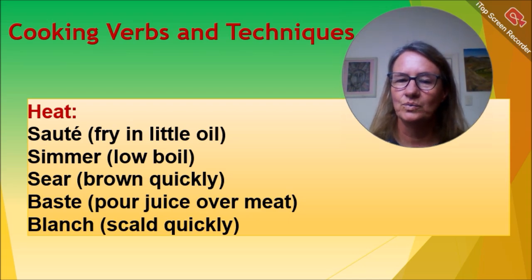Sear, again, we use this with meat when we're cooking meat. It's to brown it quickly. So it's a very high temperature, very hot, and very quick. To baste is to pour juice over meat.